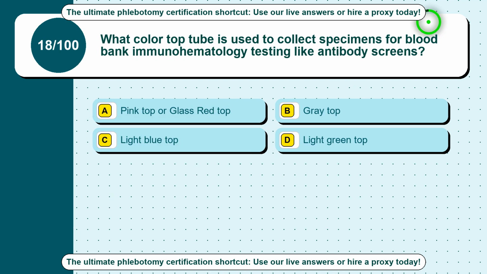Question 18. What color top tube is used to collect specimens for blood bank immunohematology testing like antibody screens? Option A, pink top or glass red top.